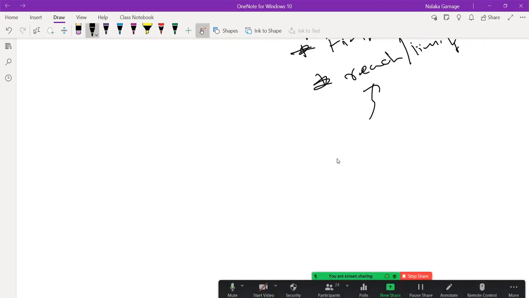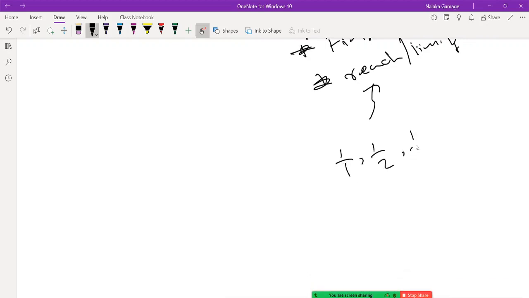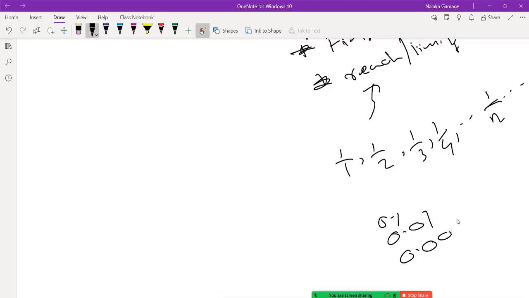One is 1 over 1, 1 over 2, 1 over 3, 1 over 4, and so on. The nth term is 1 over n. I explained to you that a half is less than 1, 1 over 3 is less than a half, and 1 over 4 is less than 1 over 3. Likewise, 1 over 10, 0.1, 0.01, 0.001. Now it is getting closer and closer to 0, but it never goes beyond 0.